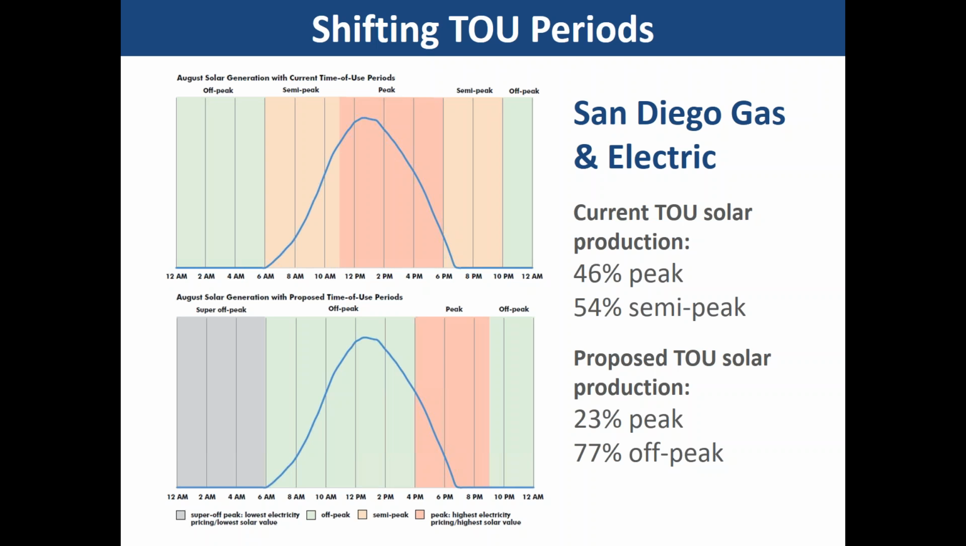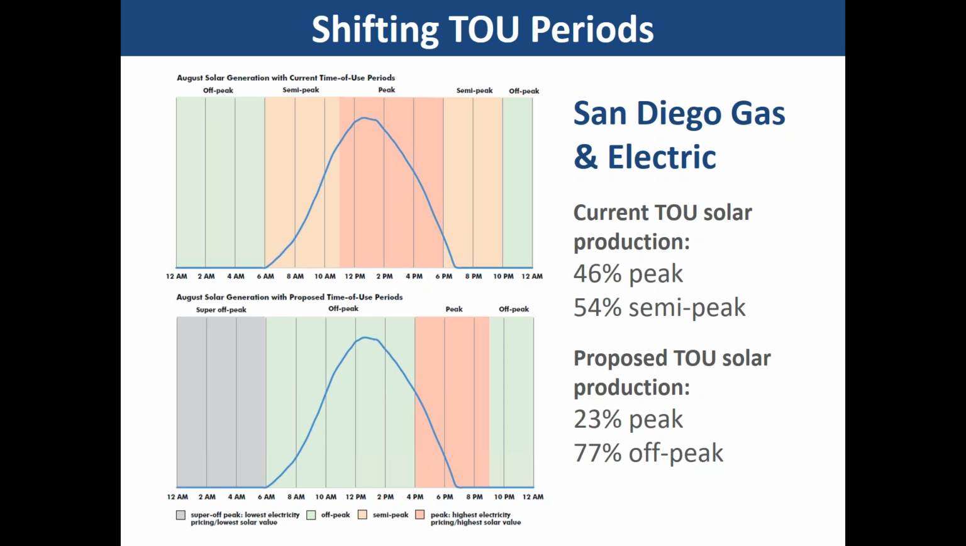So in addition to moving the period later in the day, the peak period is actually reduced a little bit. It's a shorter period, so there's less time to be exporting that energy. Under the proposed solar time of use periods for San Diego Gas and Electric, you can see throughout the year, only 23% of the solar production occurs in the peak during that red period in the bottom, the red bars there, and 77% occurs during the off-peak period.